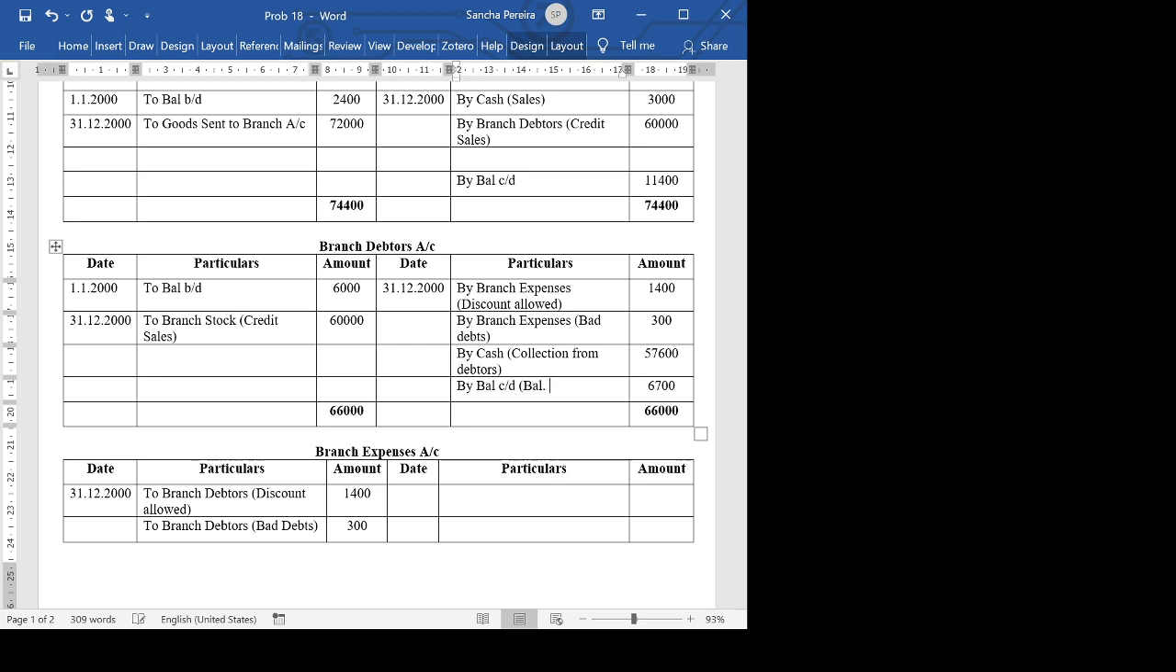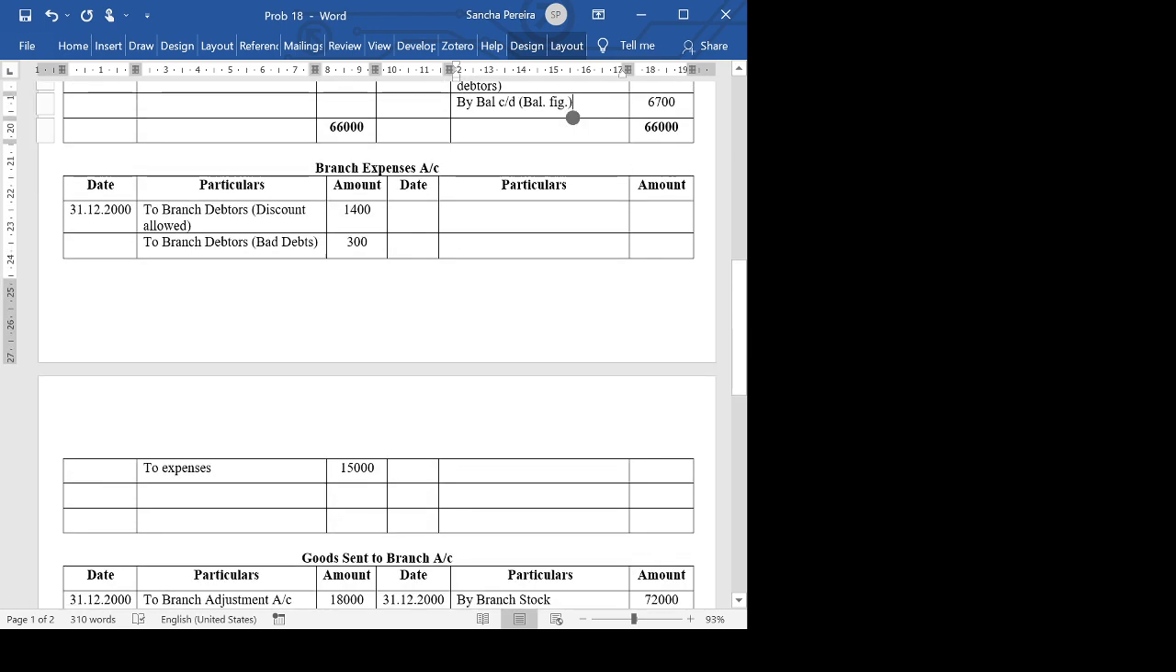Now we don't need to transfer this anywhere. We don't need to transfer it to the branch account like I used to do. Here they are more of independent accounts, showing independent balances. That's why it's used for larger branches. So by balance carried down, this is the closing balance, which is the balancing figure.